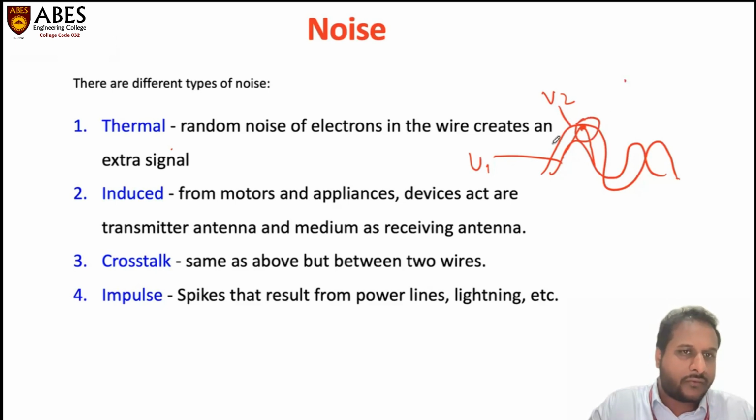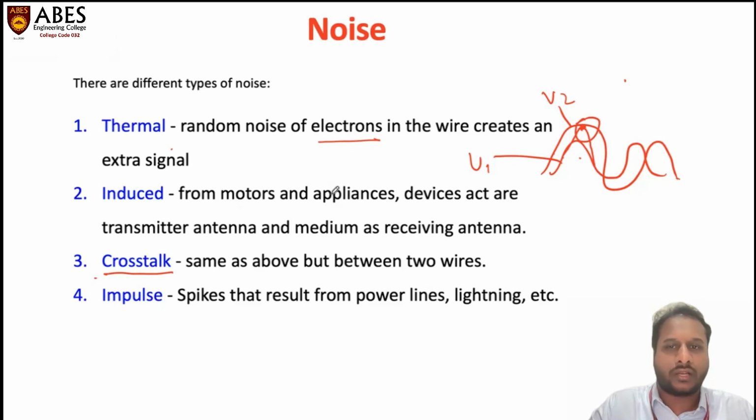It means the value of one user can be read by user 2. This means one person can hear the value of another person. This is called crosstalk. Thermal noise is created because of the heat of the wires or random motion of electrons in the wire, which we cannot avoid but can reduce with the quality of wires.